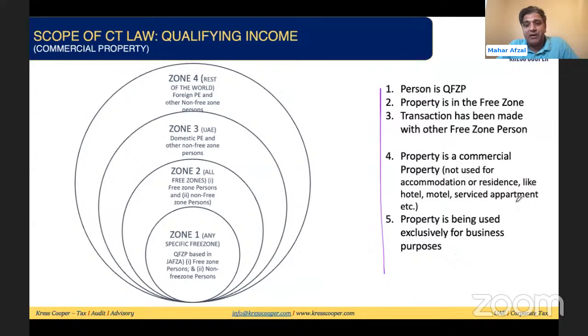This one possibility is that the person is a qualifying free zone person. Property is in the free zone. Transaction has been made with the other free zone person. Property is a commercial property that is being used for business purposes. Property is being used exclusively for business purposes. If all these conditions are satisfied, then any income generated from the commercial property will be considered as qualifying income as well. Otherwise, it will be straightforward subject to tax at 9%.